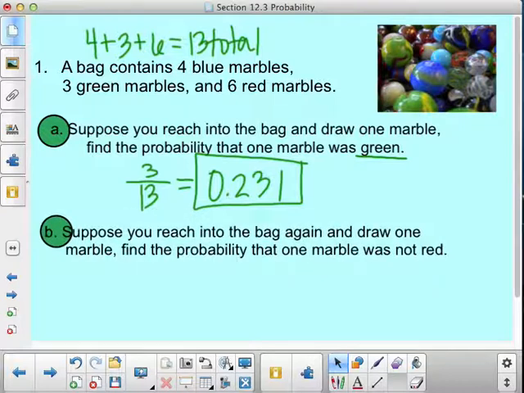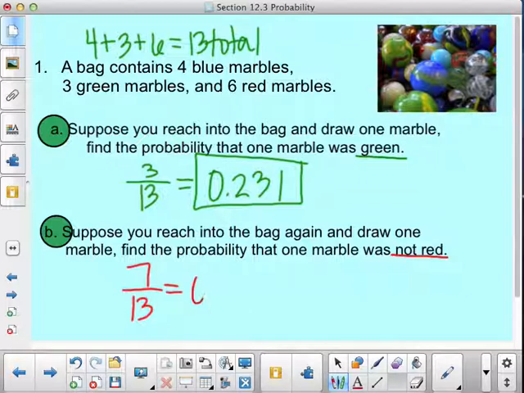Question B says, suppose you reach into the bag again and draw 1 marble. Find the probability that the marble was not red. So we do not want it to be red, so then you would be blue or green. So there's 3 green and 4 blue, so there's 7 not red out of a total of 13. And if you go ahead and divide those out, you get 0.538, or 53.8%.